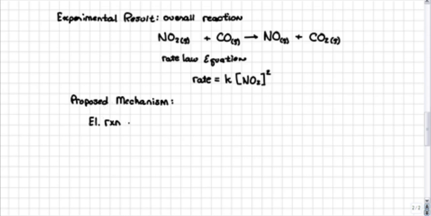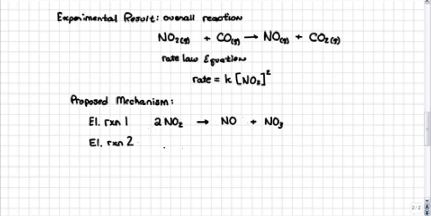And so we have elementary reaction, otherwise known as step, number 1. And it's proposed that the first thing that happens is that 2 of these NO2s crash together and form nitrogen monoxide and nitrogen trioxide. I'm leaving the subscripts off just to make this a little bit more reasonable, but these are all gas phase species.